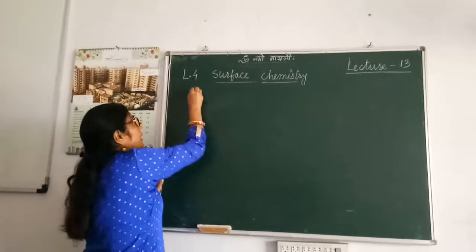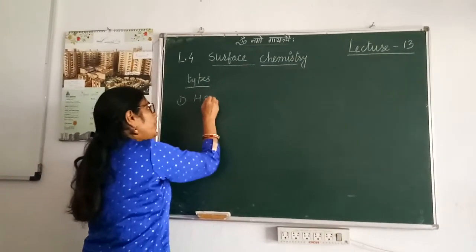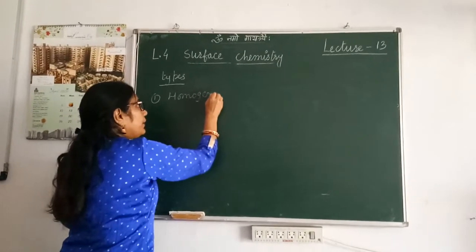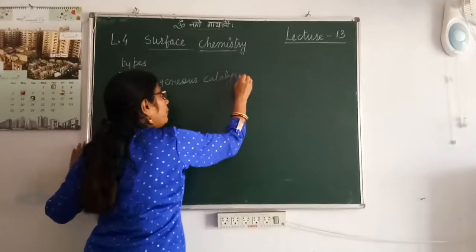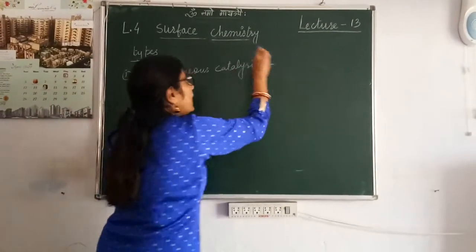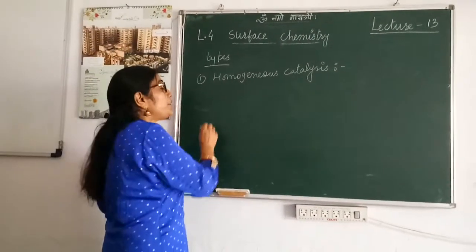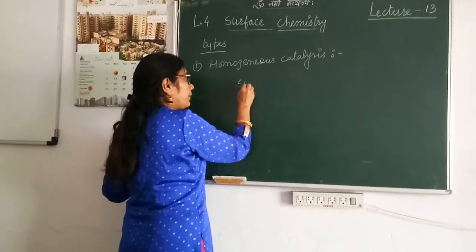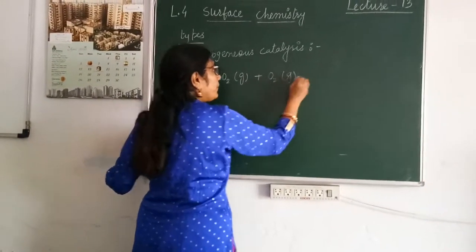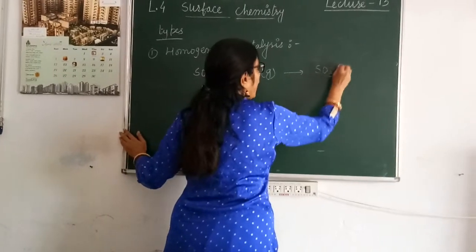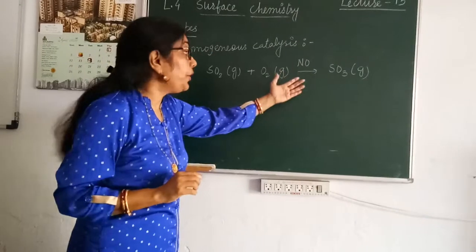Types of catalysis. Here comes number 1, homogeneous catalysis. As the name suggests, homogeneous means when the reactants, products and the catalyst all are in the same phase. As for example, sulfur dioxide plus oxygen, they form sulfur trioxide, and the catalyst also is a gas, that is nitric oxide.